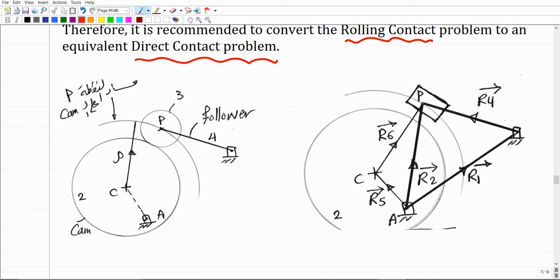Why? I'm gonna give you an example. If we consider this, the thing on the left, this is gonna be the rolling contact problem. Okay, this is the original problem.